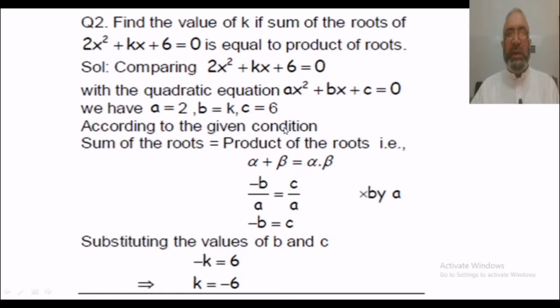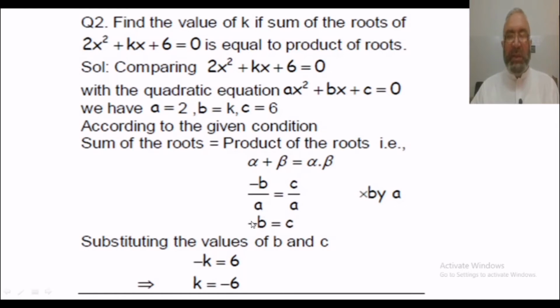Thus according to the given condition, product of the roots of this quadratic equation is equal to sum of the roots. So sum of the roots is equal to product of the roots, that is alpha plus beta is equal to alpha into beta. Now the value of alpha plus beta is minus b by a, and product of the roots is equal to c by a. a is common, so we can cancel a directly, or multiply both sides by a. Multiplying both sides by a, we get minus b is equal to c.